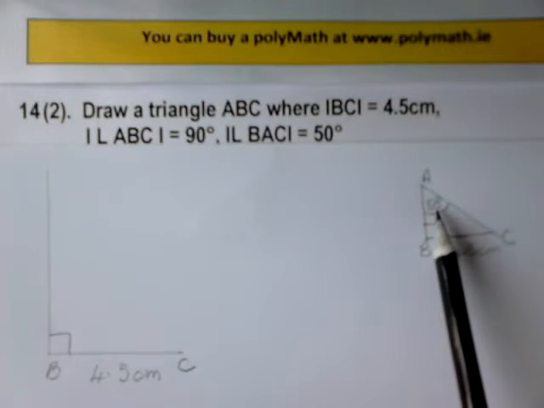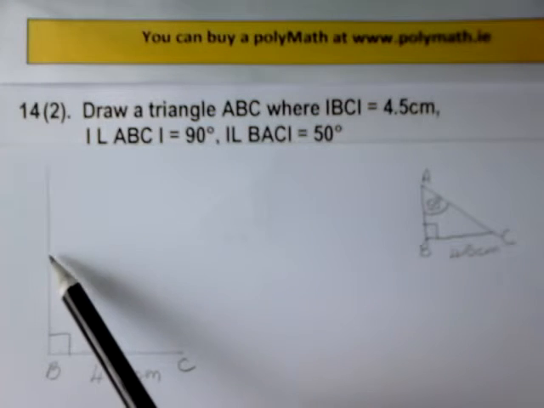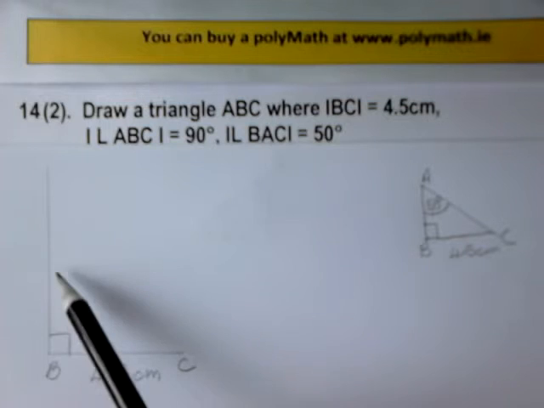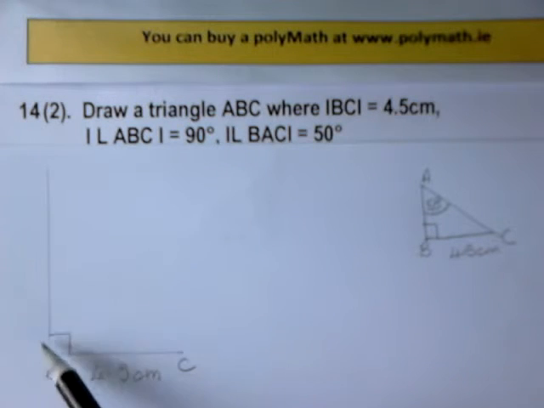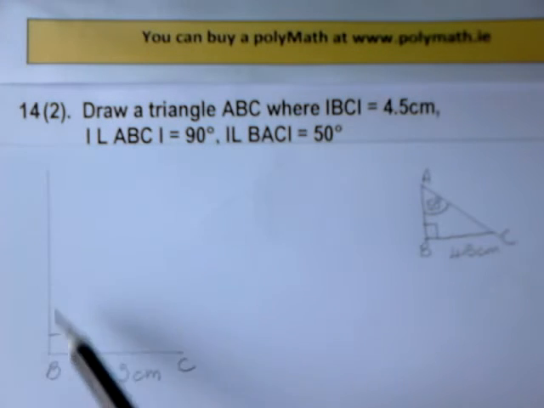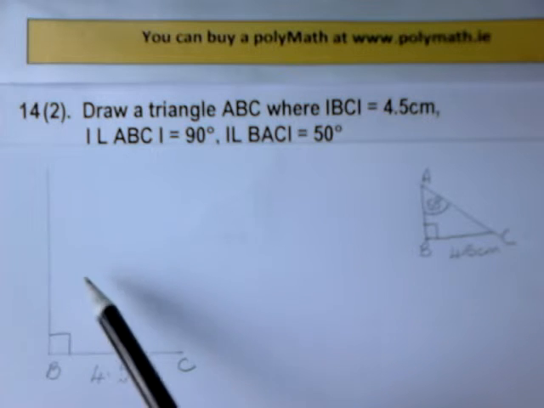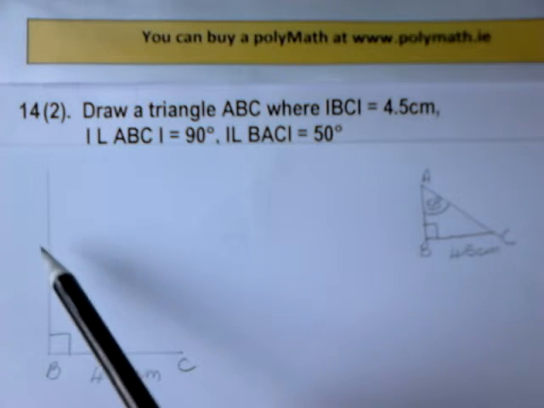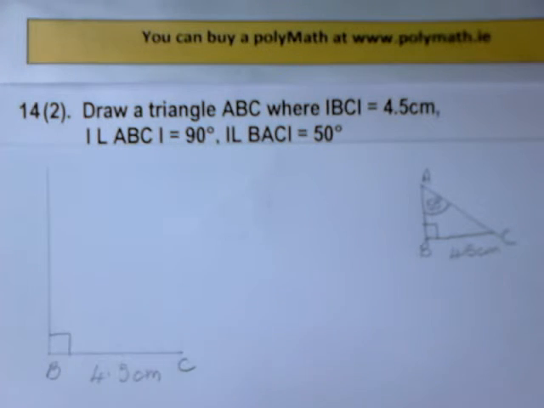Now the other bit of information I have is the angle at A is 50 degrees, but I don't know where A is. I have no length from B to A, so I can't make an angle of 50 degrees there. So I go back over to my diagram and I do a small bit of calculation.